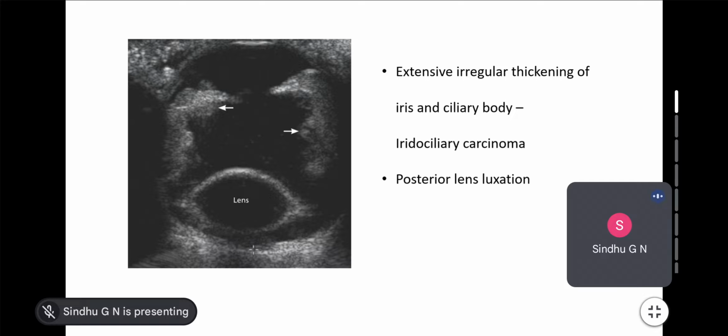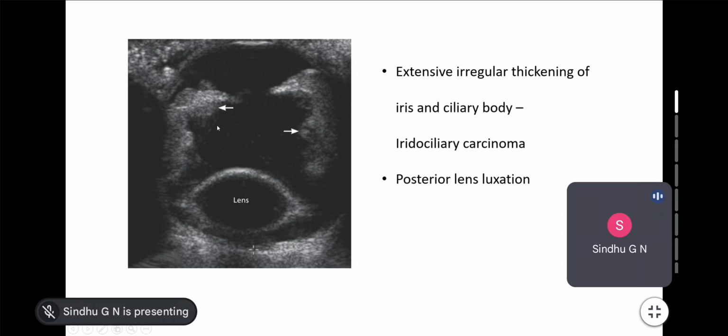Sorry. So in this picture, we can see extensive irregular thickening of the iris and the ciliary body, which is suggestive of an iridociliary carcinoma, and the lens is posteriorly luxated. Lens is supposed to be here, but it luxated back.